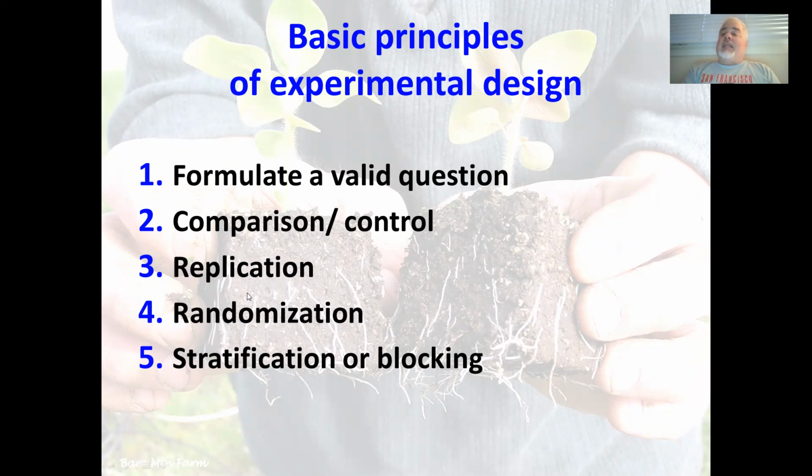You need to have replication. So for example, if I have one plant that gets no fertilizer and one plant with fertilizer, and the plant with fertilizer dies, do I say fertilizer is a bad thing? If that's all the evidence I have, yeah, I might come to that conclusion, but that's not good enough. You can't actually just look at one plant in the control, one plant in your treatments. You need to replicate. You need to have multiple observations.